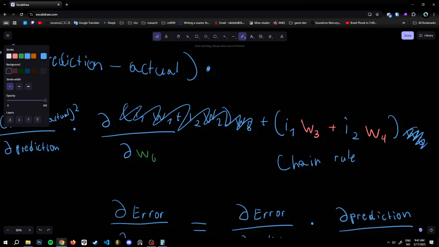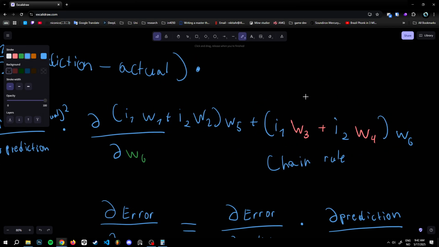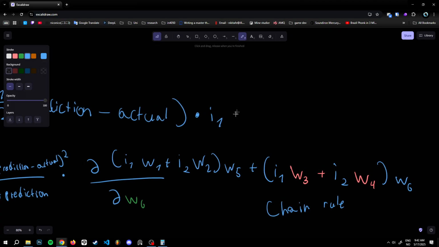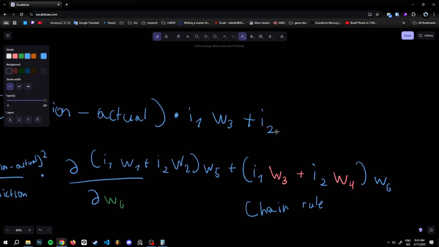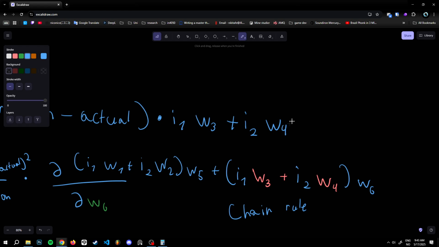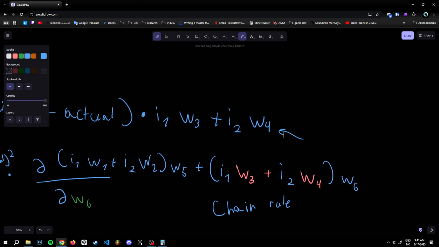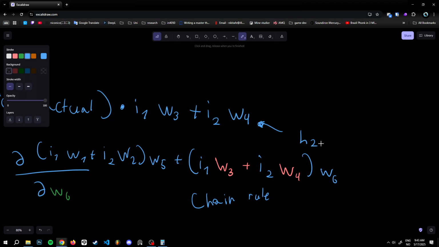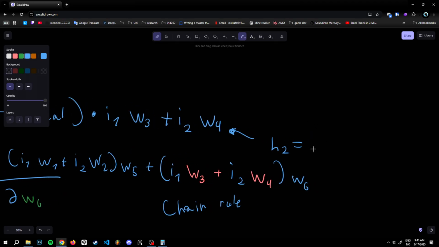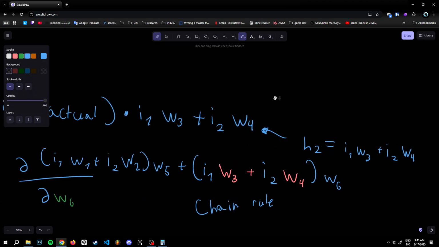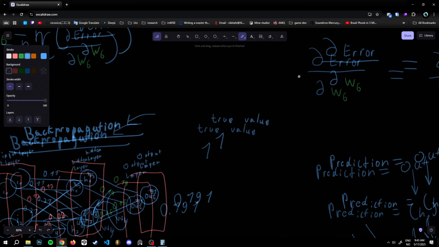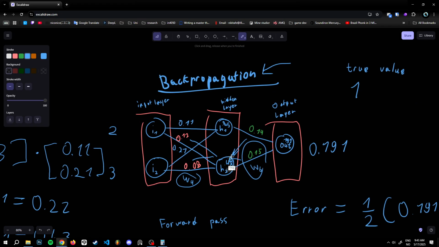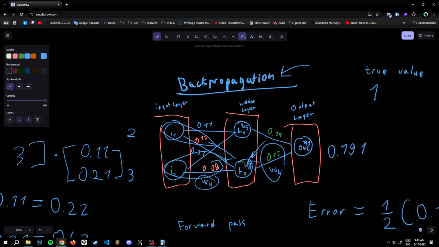The things that also affect it are these things right over here. We need to see the input, and the weight 3, and the input 2, and weight 4. And that is our H2, because H2 is what we just calculated. So you can see all of this forms H2. H2 is a byproduct of these two calculations right over here.